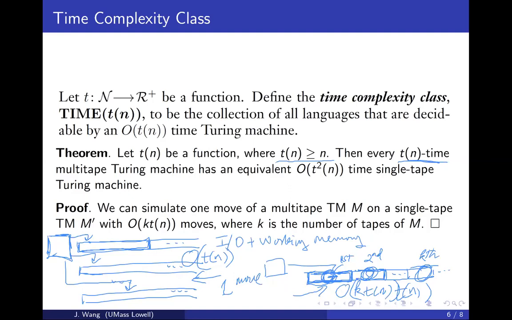So that's k t of n times t of n, but k is a constant relative to n. So this is just big O of t squared of n. So that means that within polynomial, from t to t squared, the power of a single tape is the same as the power of multiple tapes. Okay, so this is what this theorem says.